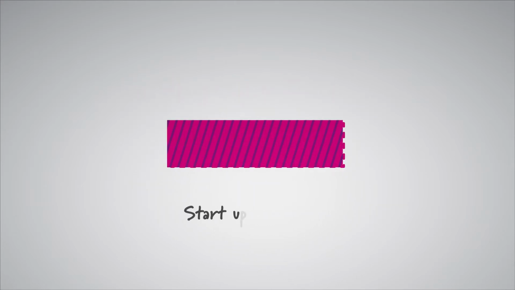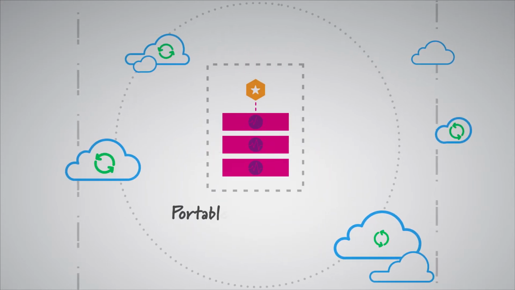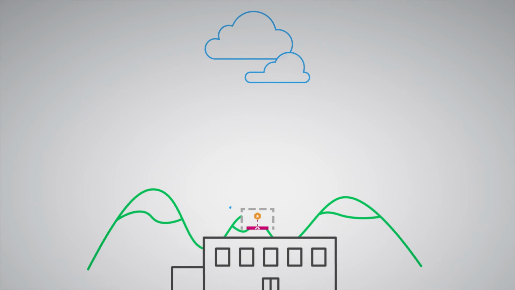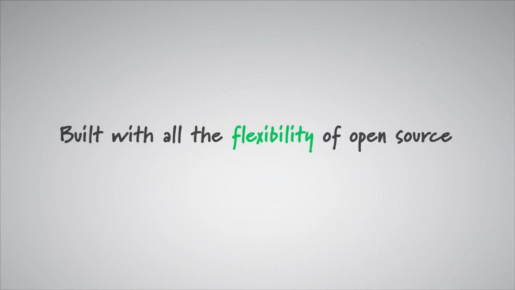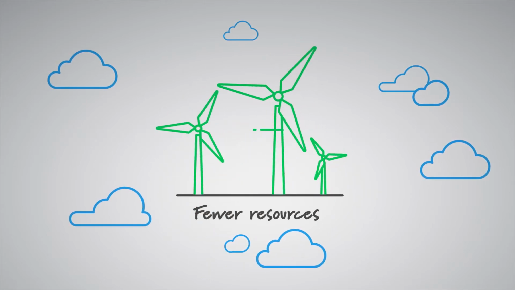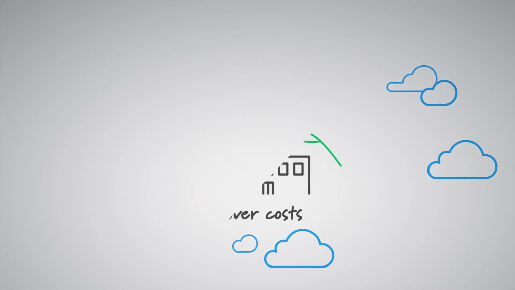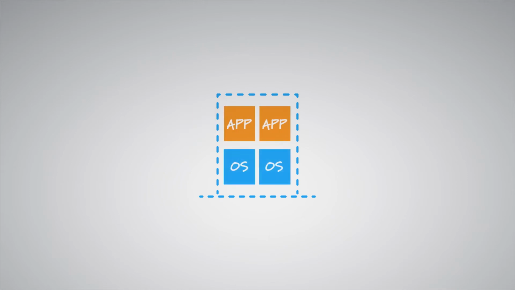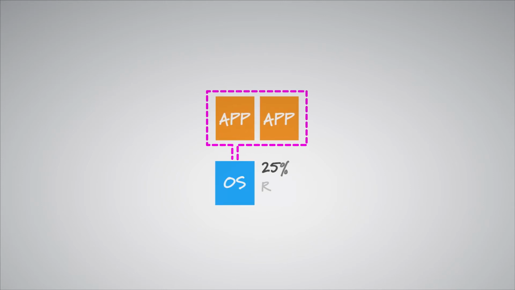First, containers start up in a few seconds or less because they don't have to wait for the full operating system to spin up. They're portable and lightweight, so you can easily move them among different compatible platforms. And of course, containers offer all the flexibility of open source. But most important, containers require fewer resources than full virtual machines, which translates directly into significant cost savings. For example, if you're running 2 applications on a virtual server and the operating system takes up 50% of the total footprint, running containers instead of full VMs will reduce your resource requirements by around 25%.